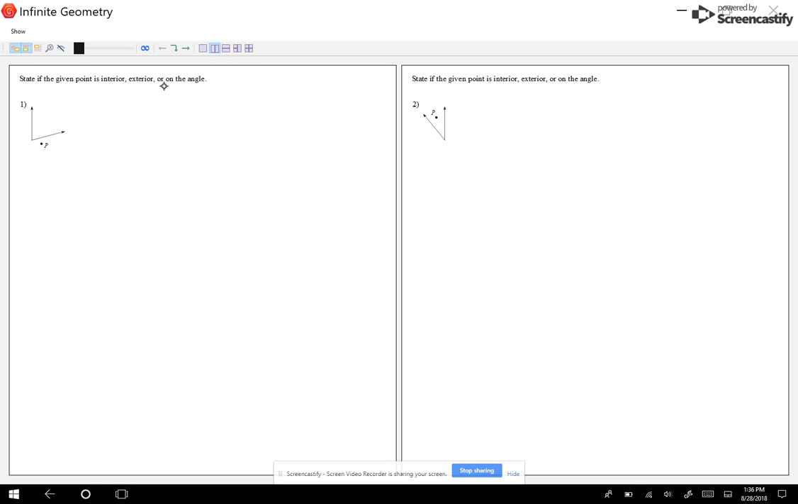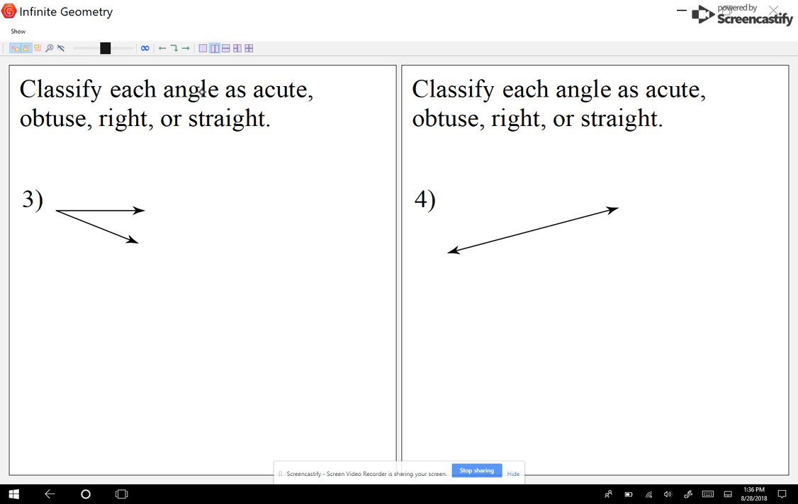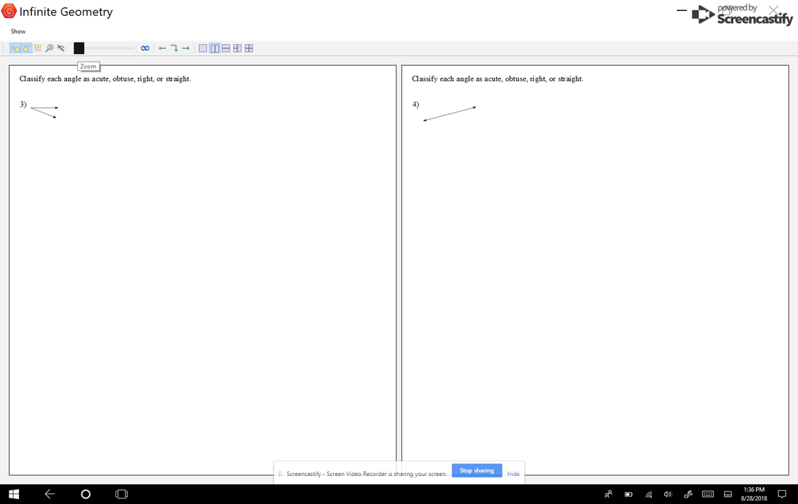As an example, I have these. State if the given point is interior, exterior, on the angle. What do you guys get for number one? Exterior. What about number two? Interior. Okay. Any questions on these? That's all you have to do. On these things, I'm just asking, just the interior, exterior, or on the angle. Just identify it.